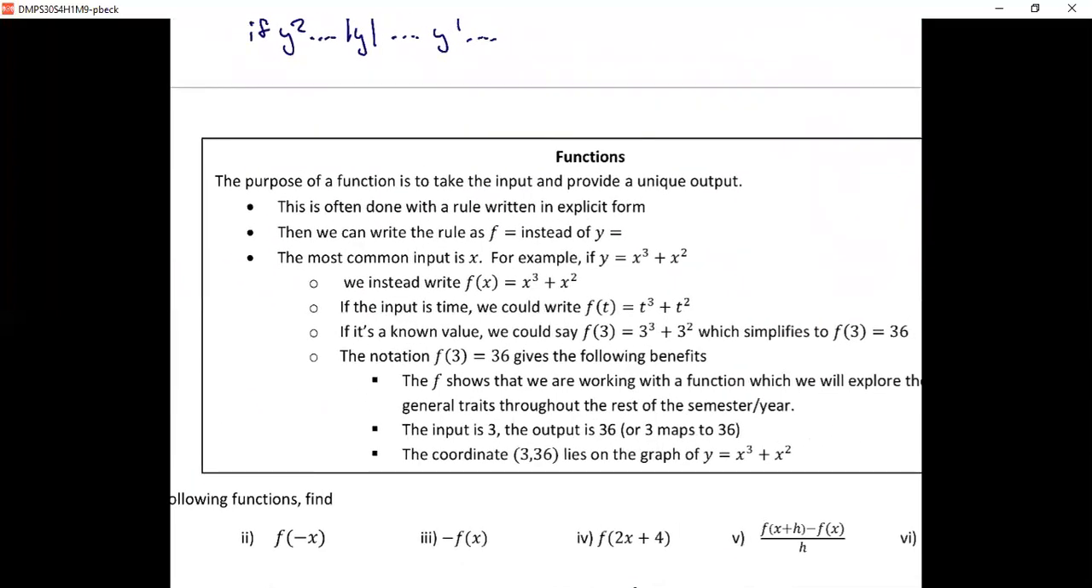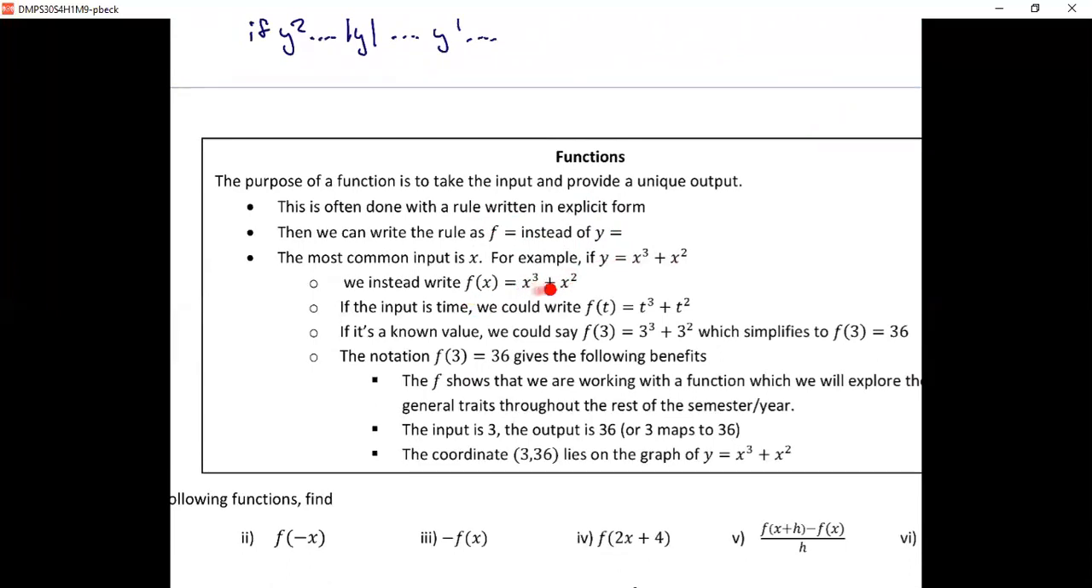Big thing about functions, our purpose is to take the input, provide the unique output, like we said. This is usually done when we have a rule in explicit form. Explicit form usually means we solve for y. So explicit is solving for y because now we have y explicitly dependent upon x. But we will write this as f to really symbolize that this is a function. So this function here, y equals x cubed plus x squared, we will write as f of x.